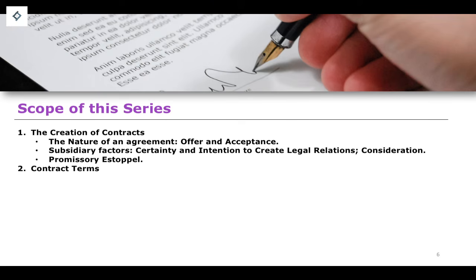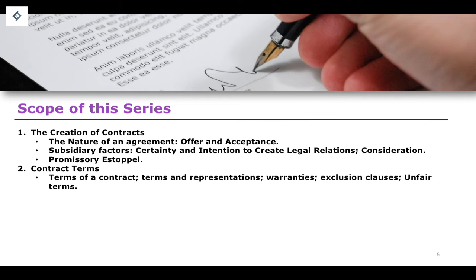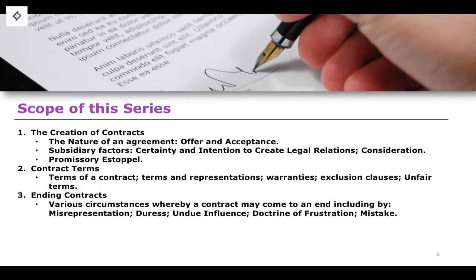The second major topic is going to talk not about where contracts come from, what contracts are and how they are formed, but more the contents of a contract. We will talk about the terms of a contract, talk about the idea of terms versus representations, talk about this idea of warranties in certain consumer-based contractual arrangements, exclusion clauses and unfair terms. The third section will talk about bringing a contract to an end. The various circumstances whereby a contract may come to an end, including by way of misrepresentation, duress, undue influence, as well as the doctrine of frustration and mistake.